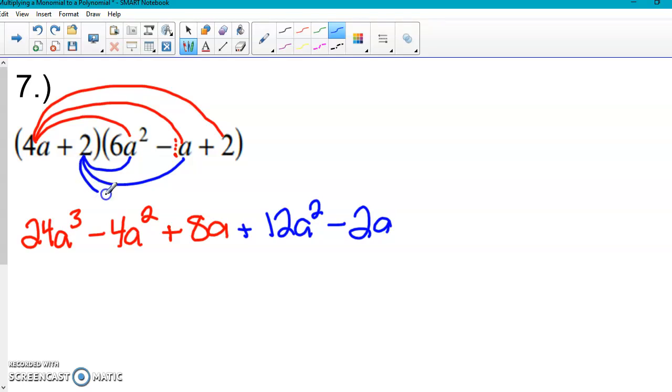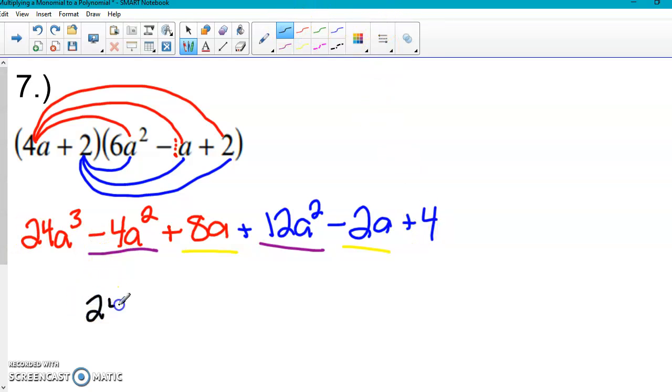And then finally, the 2 to the other 2. 2 times 2 gets me 4. Okay, so let's go through, find us some like terms. A cubed. No more a cubes. He doesn't have any friends. Okay, here's an a squared. Ooh, I have another a squared. So those two guys right there are like. And then I have an a here and I have an a there. So those two guys are like. And then there's no other constants. So let's combine those together.